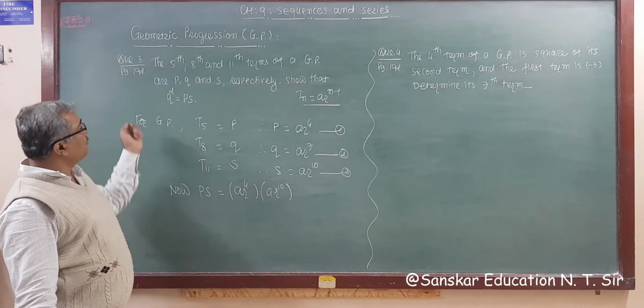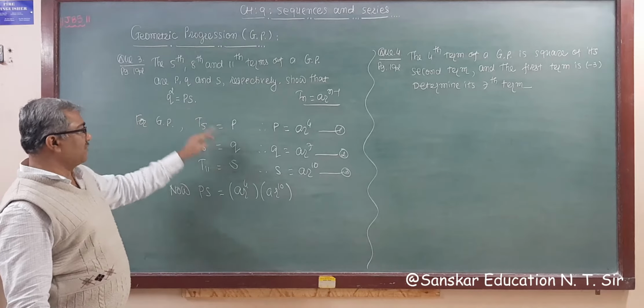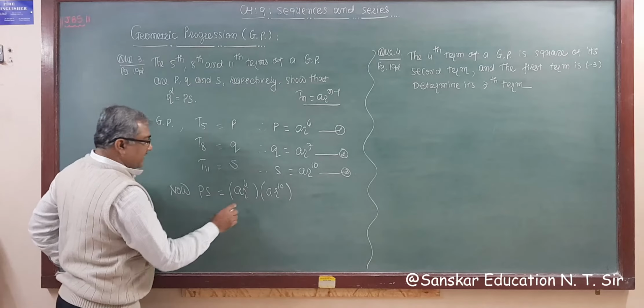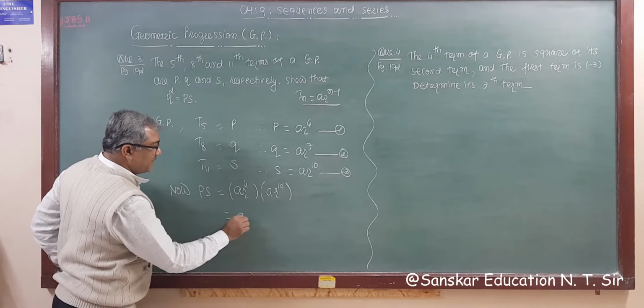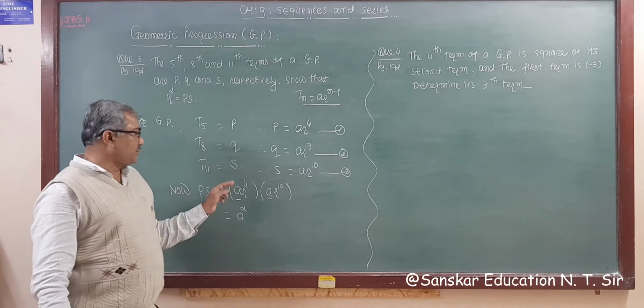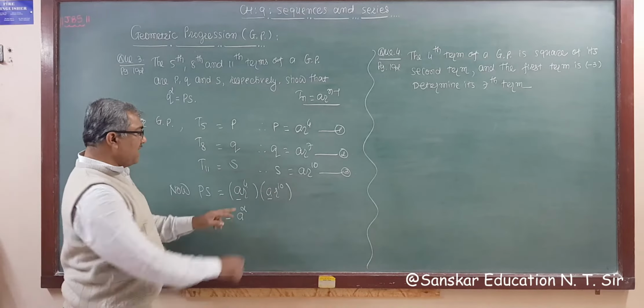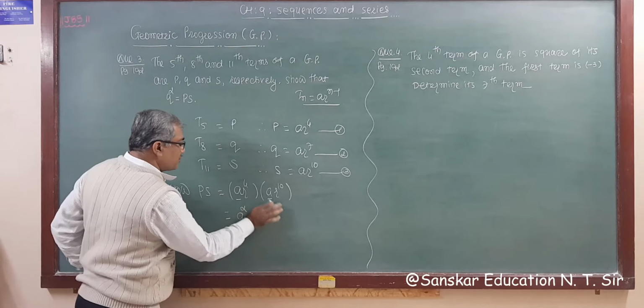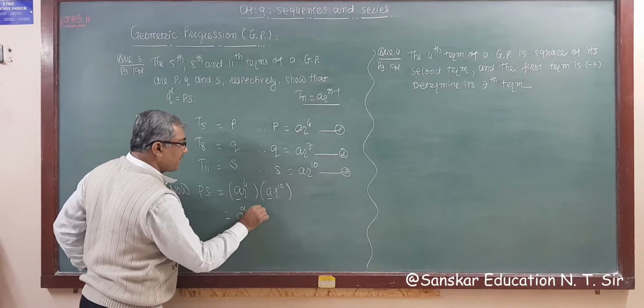So now we have to prove PS is equal to Q square. Now Q is A R raised to 7. If we multiply these, what do we get? We get A square because the bases are the same, so A raised to 1 plus 1 is 2, and R raised to 10 plus 4 is 14. So A square R raised to 14.